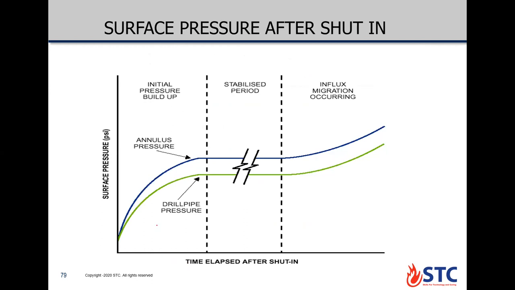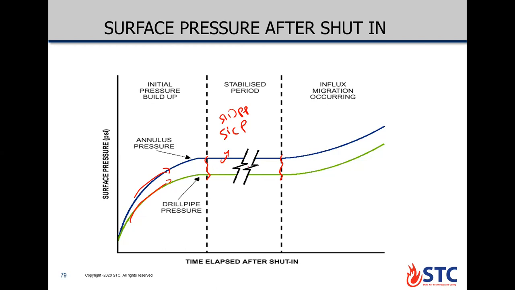Now, once we shut in the well on a cap and open HCR to record the pressure, we're gonna find a sudden jump for the pressures till pressure stabilization. Once reaching pressure stabilization here, this is our pressures, shut in drill pipe pressure and shut in casing pressure. You always find shut in casing pressure is higher than shut in drill pipe pressure because the influx is in the annulus area, okay?